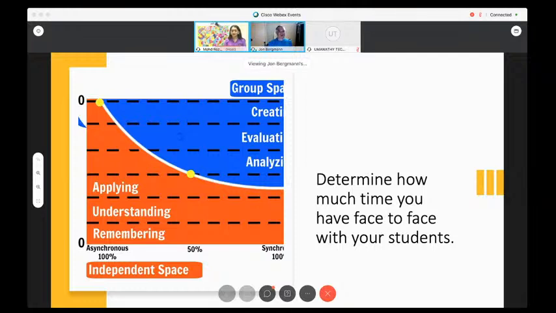If you can hardly have any connectivity, then maybe you are in a completely asynchronous class, and you've got to provide the supports for everything. But if you have some face-to-face time, again, that can happen in a Zoom room, you might be here. And you need to figure out what supports you need to provide your students. The less time you have face-to-face, the more you have to provide supports in the independent space. Makes sense? Yes. That's tip number one.